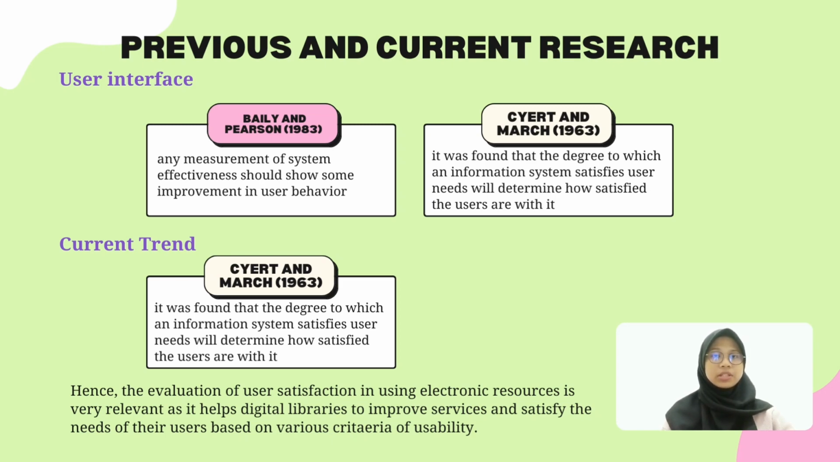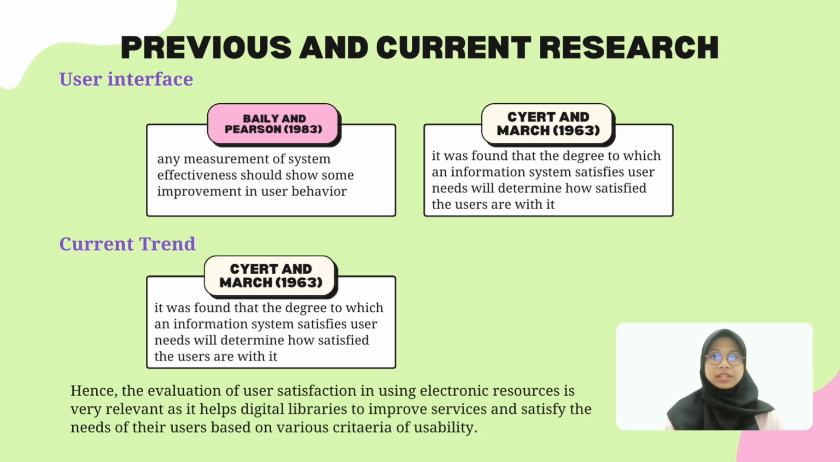So according to a research by Bailey and Pearson in 1983, any measurement of system effectiveness should show some improvement in user behavior if an effective system is one that adds value to the organization. And similarly, based on a research by Sayed and March in 1963, it was found that the degree to which an information system satisfies user needs will determine how satisfied the users are with the system.